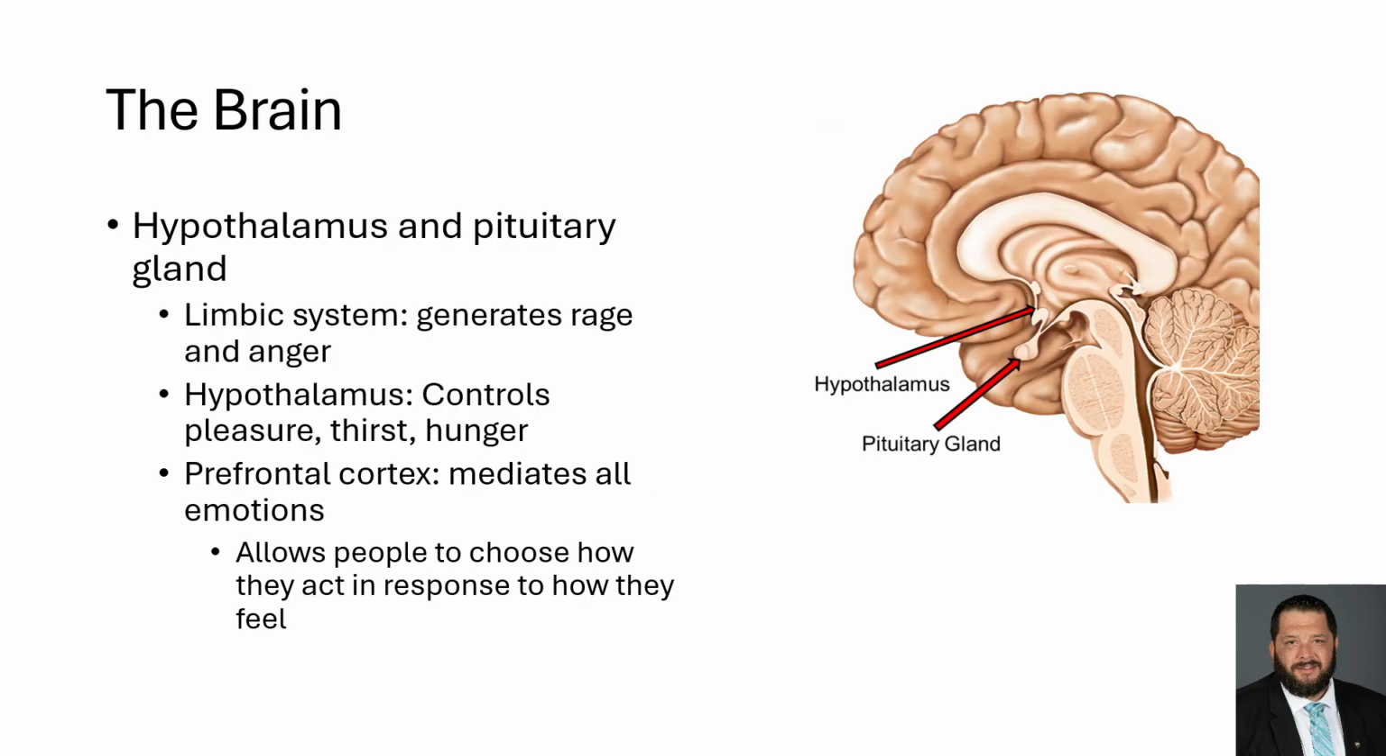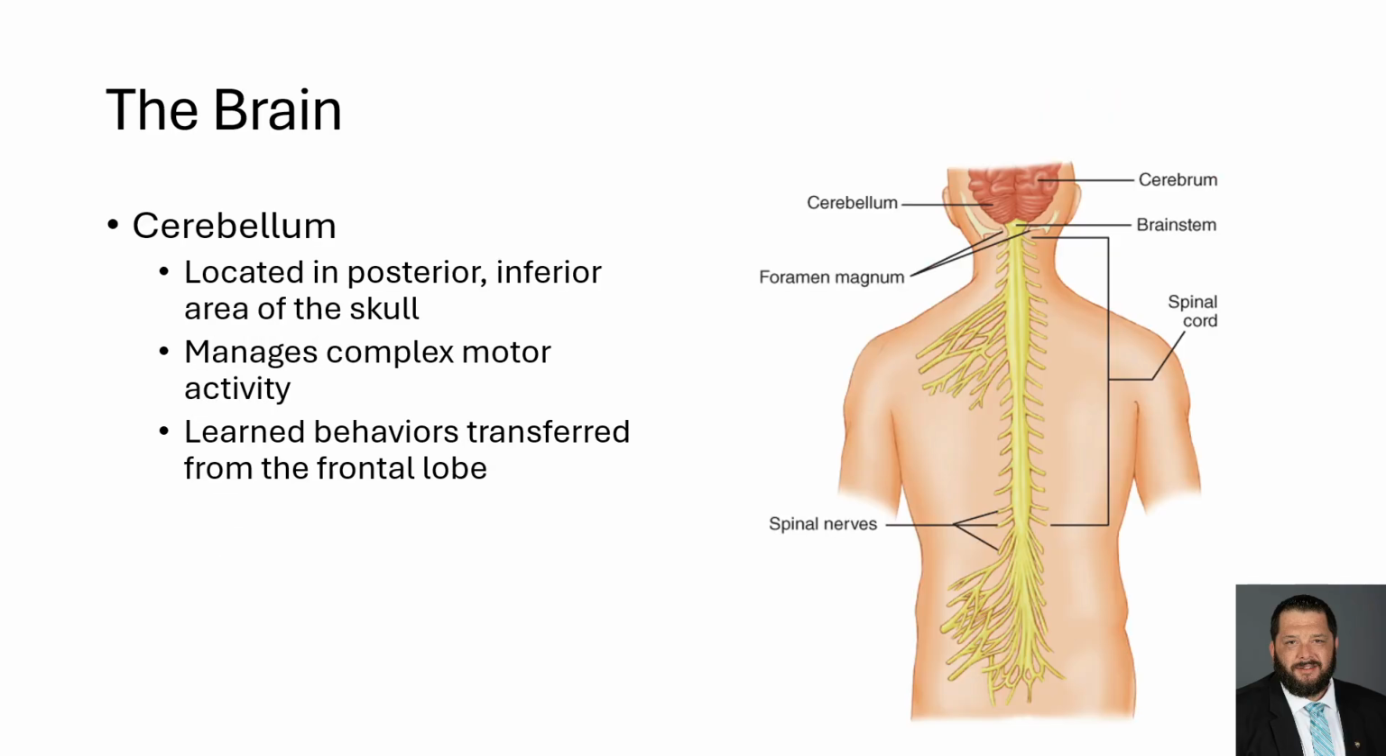The hypothalamus and the pituitary gland help control the limbic system and generate rage and anger. The hypothalamus controls things like pleasure, thirst, and hunger. The prefrontal cortex mediates all emotions and allows people to choose how they act and how they respond to the ways that they feel. The cerebellum is located in the posterior inferior area of the skull, and it manages complex motor activity. Things like learned behaviors are then transferred from the frontal lobe for processing and use.